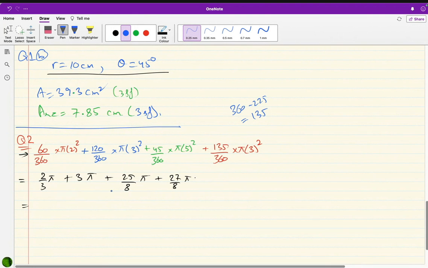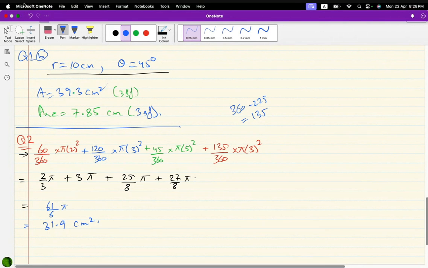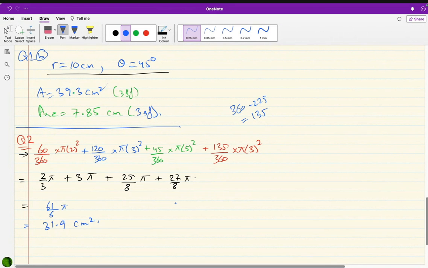2 by 3 plus 3. In the exam, it will entirely depend on the demand of the examiner and the question. 25 by 8 plus 27 by 8 gives me 61 by 6 pi. Into pi, and in decimals, this is 31.9 centimeter square. Any doubt? No.